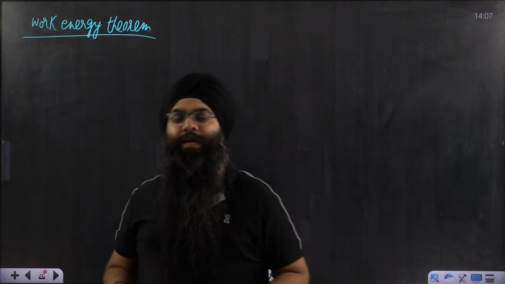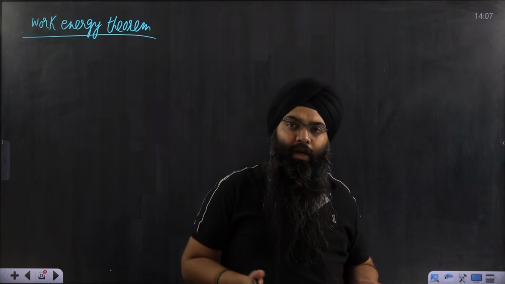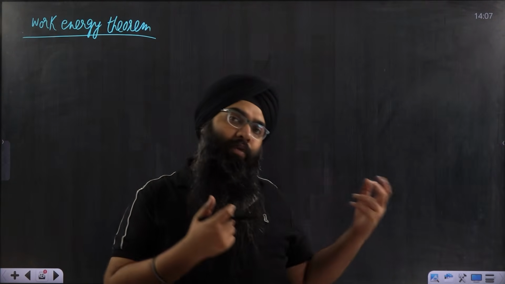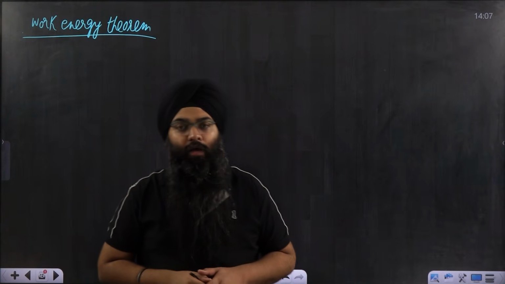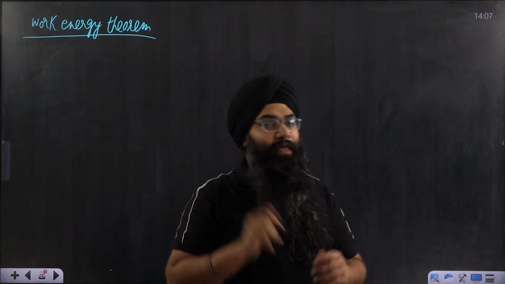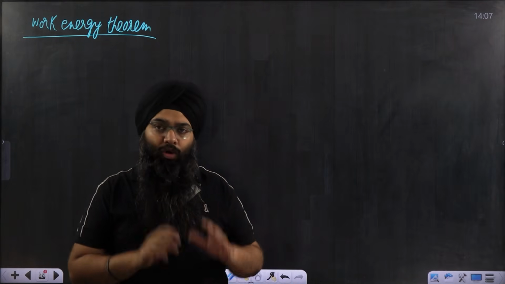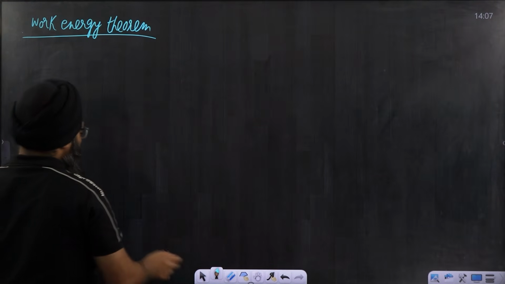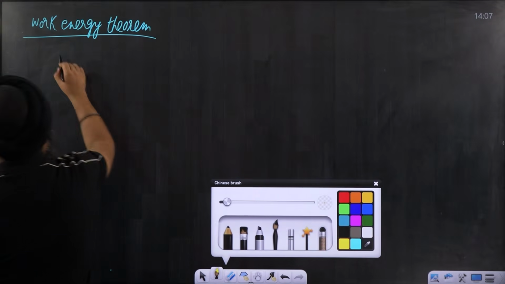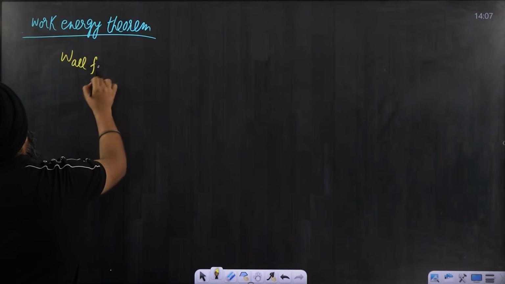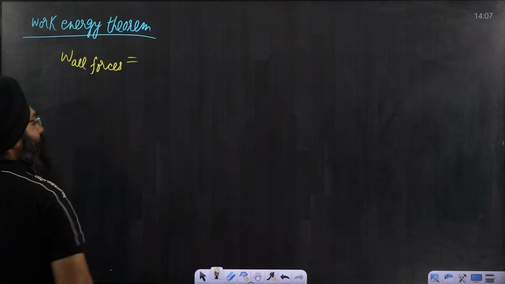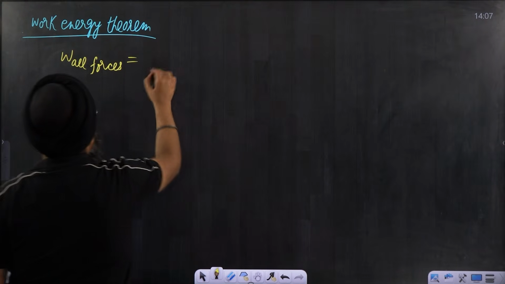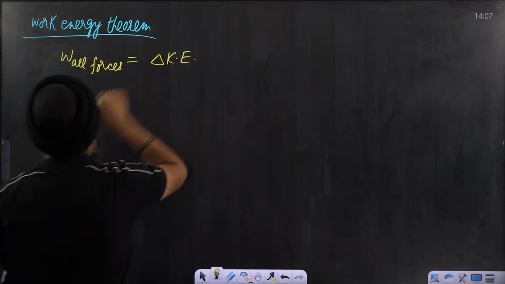Now those multiple forces can be spring force, tension, normal, pseudo force, frictional force, any type of force. So what does this theorem say? This theorem says that the total work done by all the forces on the body will be equal to the change in kinetic energy of the body. So I can write that the work done by all the forces will be equal to the change in kinetic energy of the body.